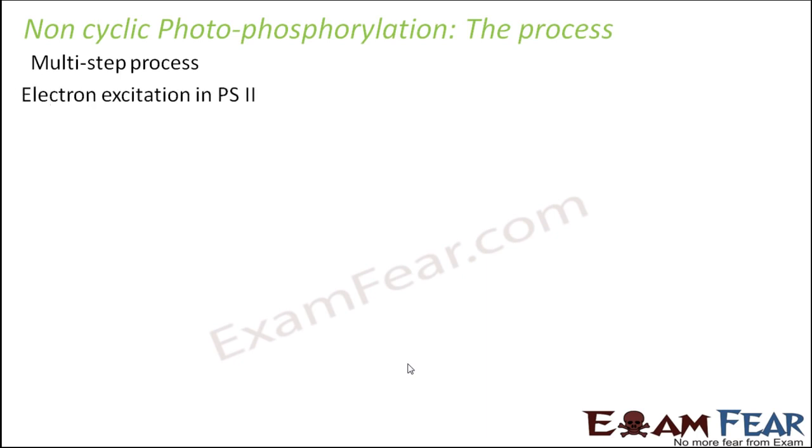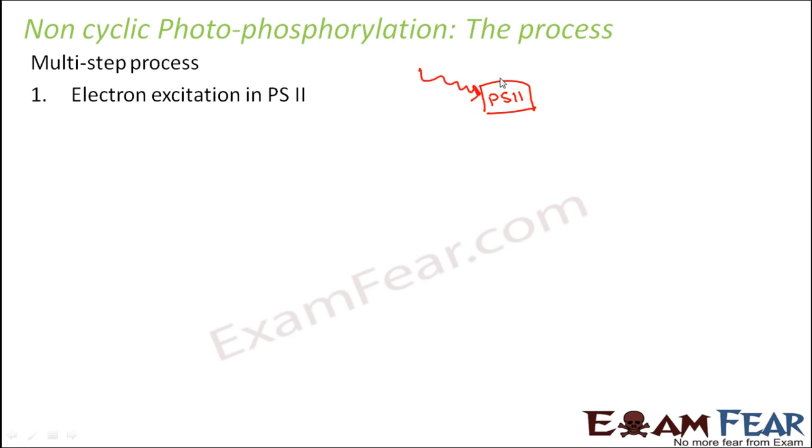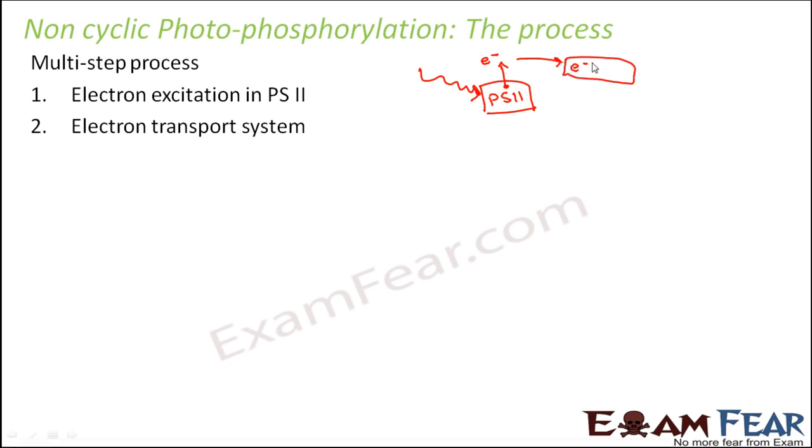So let us try to understand the process of non-cyclic photophosphorylation step by step. It is a multi-step process, as I said. So we will jot down all the steps on this slide and then we will discuss each step in one slide. So the first step is electron excitation in PS2. As I mentioned, the story starts with PS2. So when light falls on PS2, electrons get excited. So that is the first step. Next is electron transport chain. So this electron passes through the electron transport system.